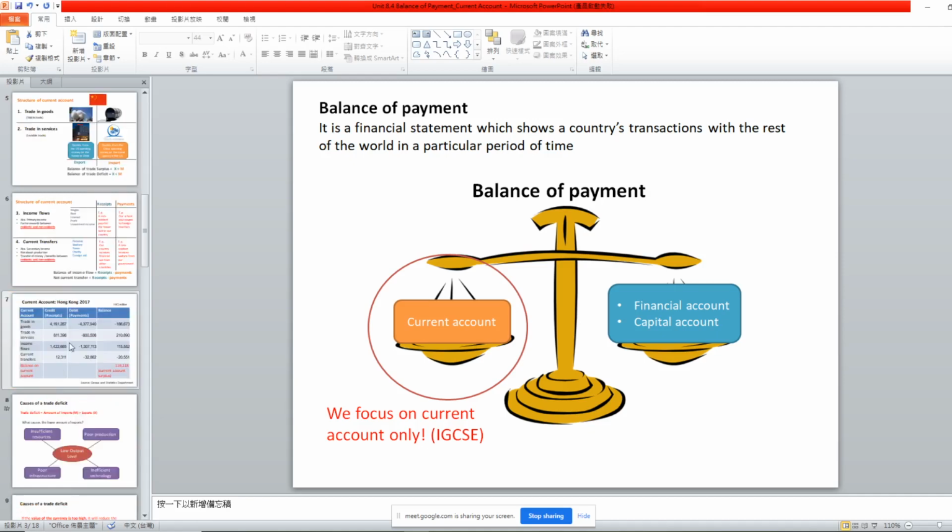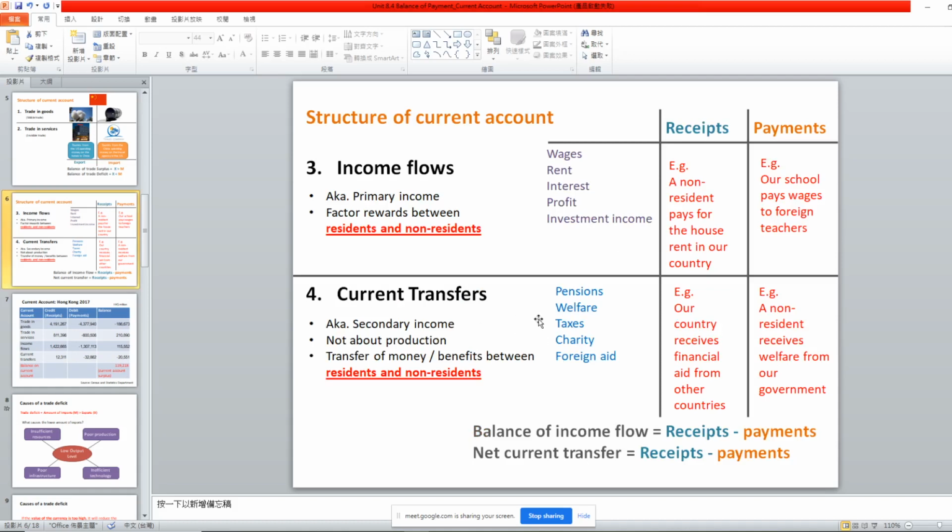When we talk about current transfer, those are the money that are not because of production. The transfer of money is not because of production. It's something else, like what you see here: the pensions, the welfare, charity, taxes, foreign aid, etc. And when we talk about income flow, it's all about the comes and goes of factor incomes. So that's why we have four items in the current account.